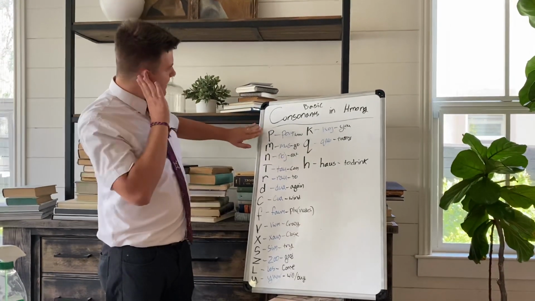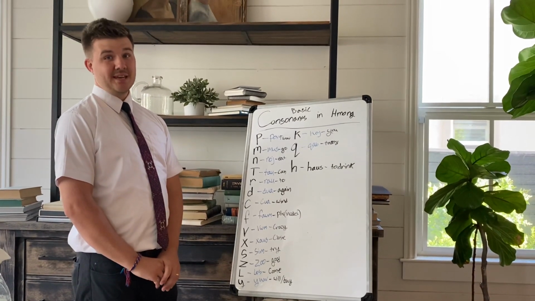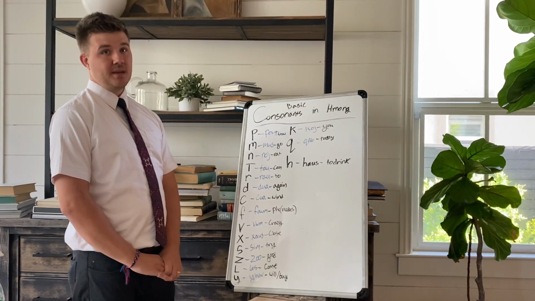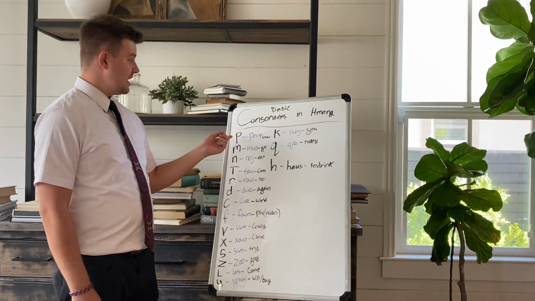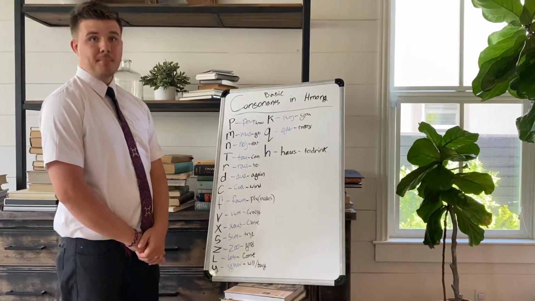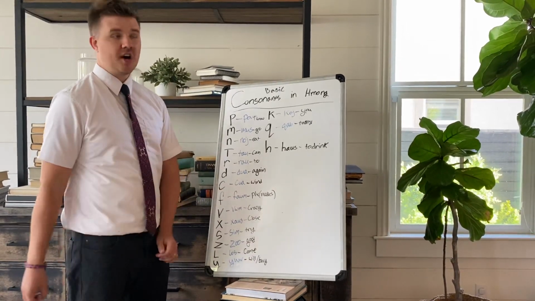A good example of that is the P. The P is pronounced like the English letter B. Okay, ba. It is not the English letter P, pa. The English letter B, like in the Hmong word ba, which means to throw. Ba, to throw or to toss.